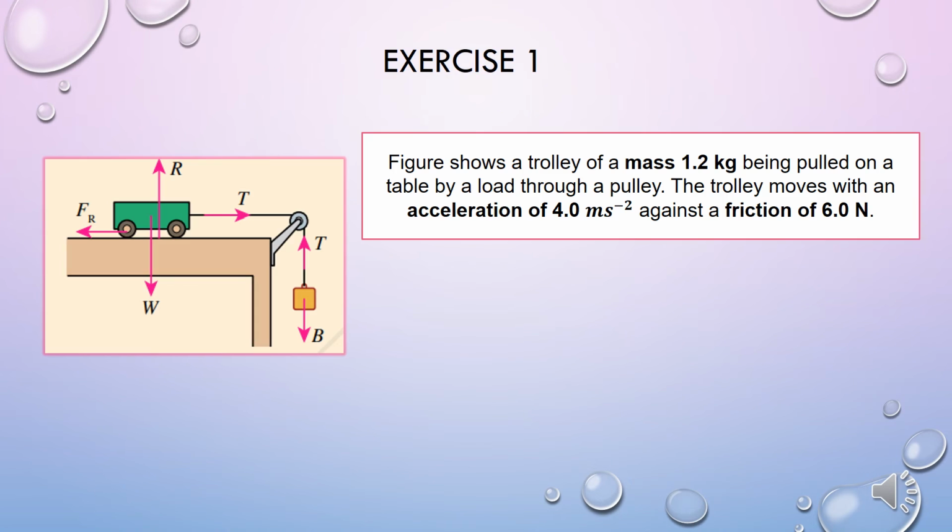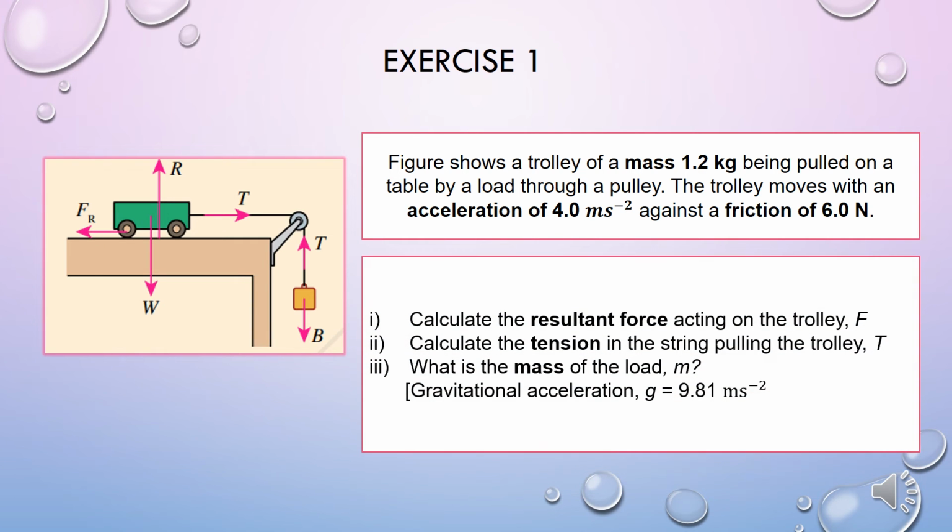Exercise 1. The figure shows a trolley of mass 1.2 kg being pulled on a table by a load through a pulley. The trolley moves with an acceleration of 4 meters per second square against a friction of 6 Newton. Number 1. Calculate the resultant force acting on the trolley. Number 2. Calculate the tension in the string pulling the trolley. Number 3. What is the mass of the load M? You have 10 minutes to answer the question.